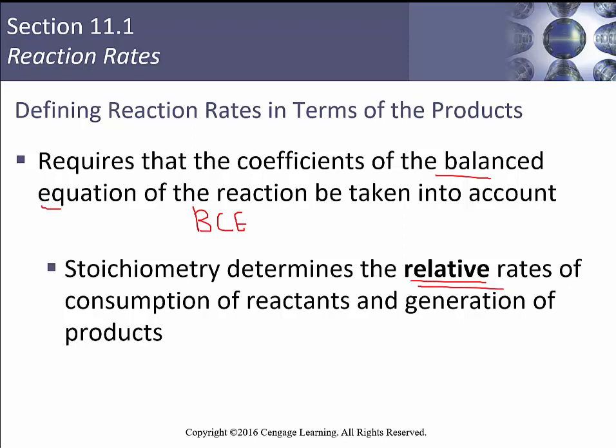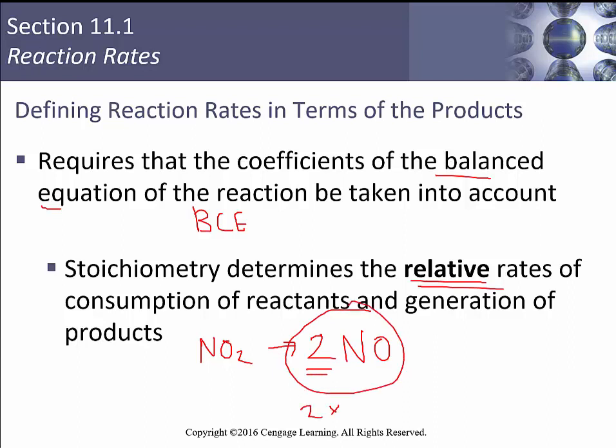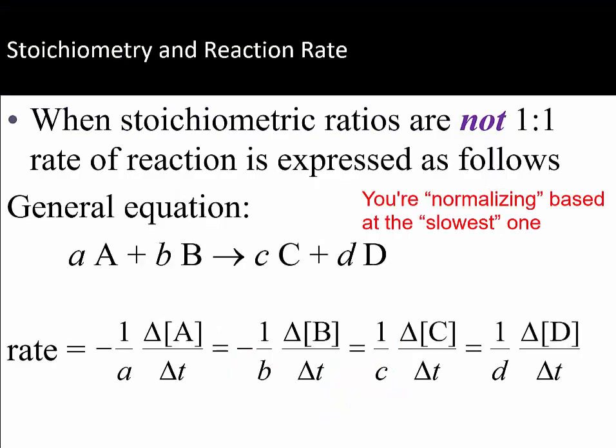So we saw that for the example we had where we had the NO2 and it was going to form 2 NOs, right? This means that we're generating NO at twice the rate that we're consuming our NO2. Okay? So when our stoichiometric ratios are not 1-to-1, the rate of reaction is going to be expressed as follows.